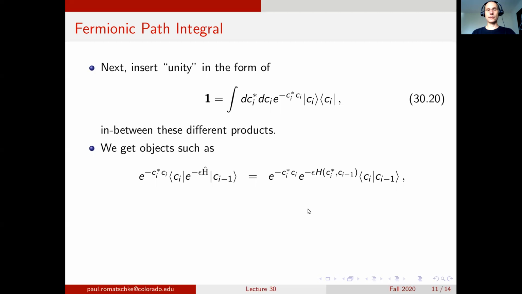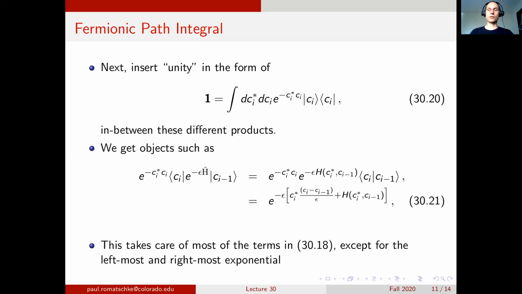We can evaluate this expression by using the fact that the Hamiltonian can be written in terms of the operators A and A dagger, and the operators A and A dagger acting on these states Ci and Ci minus 1 have eigenvalues. These eigenvalues are the ones that will appear now in this Hamiltonian function that is no longer an operator, but is a function evaluated at the eigenvalues of the operators A dagger and A. Plugging then in the result for this transition amplitude, we find that this expression here is equal to this exponential given in equation 13.21.